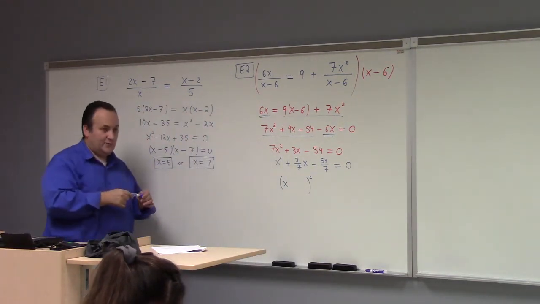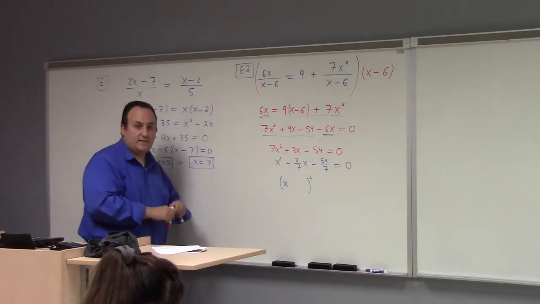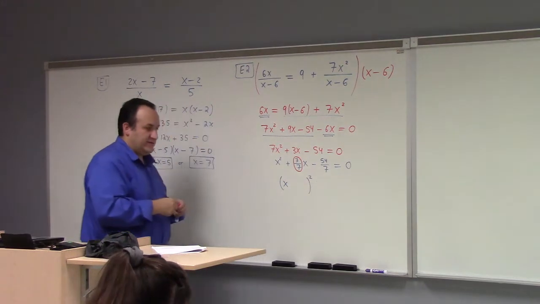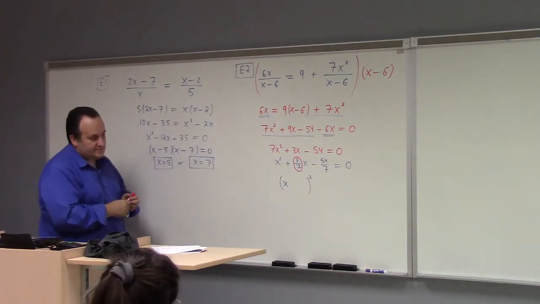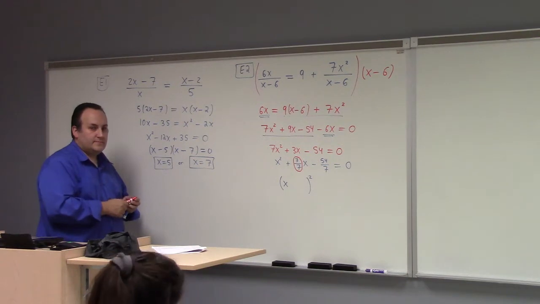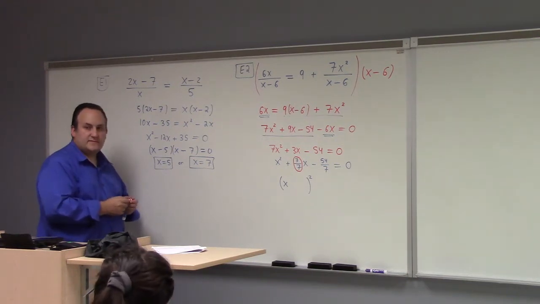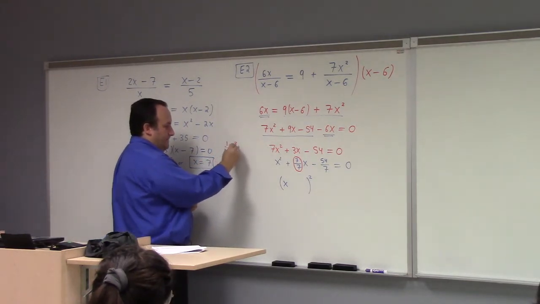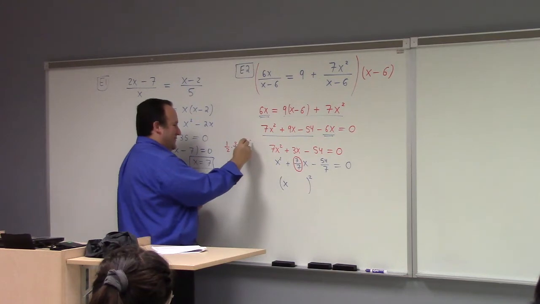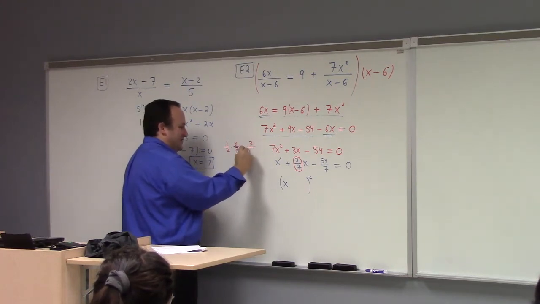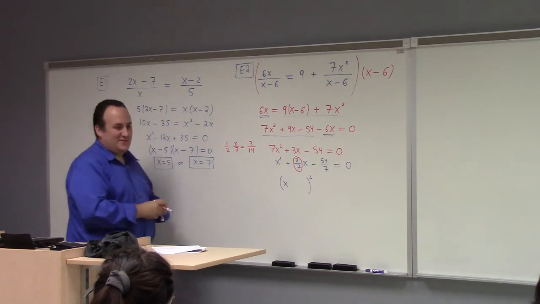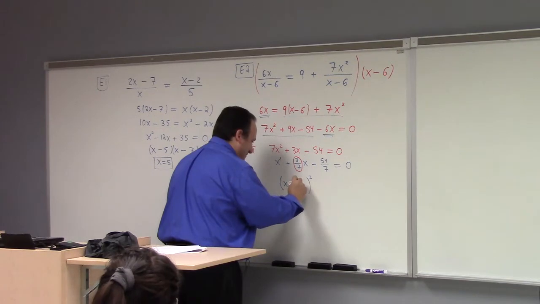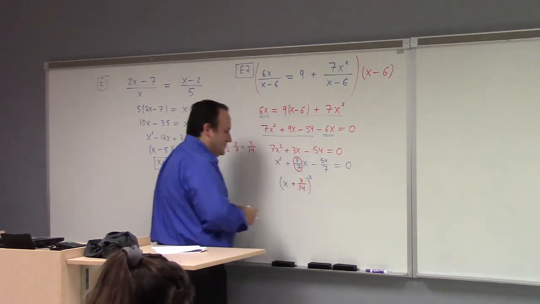I need half of the coefficient of x here. Coefficient of x is 3/7, right? So what's half of 3/7? 0.21? Oh no, I want a fraction. So I hear you, but 3/14, right? You're going decimal on me. Okay, 3/14.